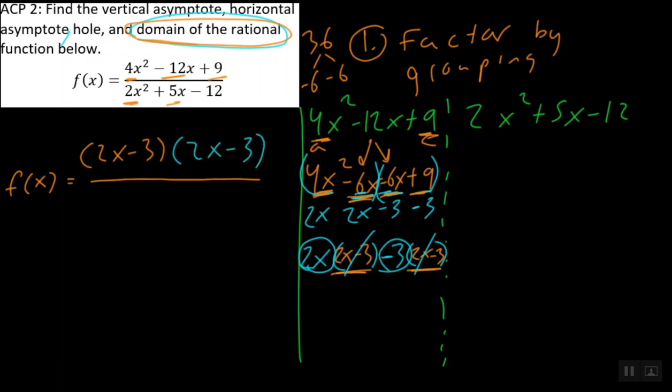Okay, so that's pretty cool. You had a perfect square. You could have actually written that as 2x minus 3 squared, but we'll keep it separate for now. Okay, let's go ahead and move on to our next target.